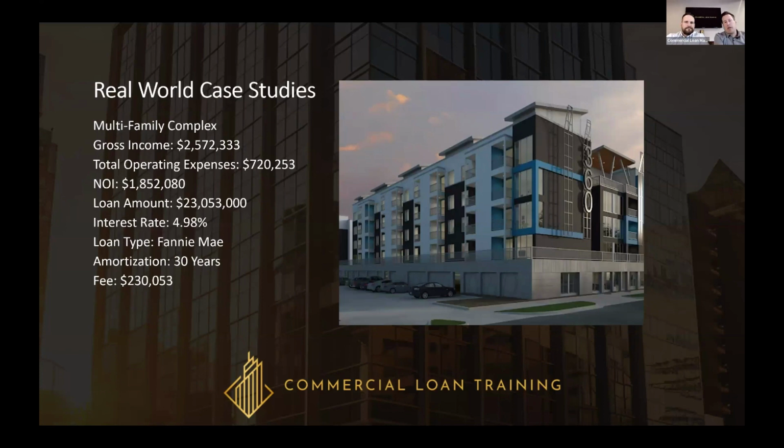Another apartment complex that I did in downtown Salt Lake City was another Fannie Mae loan. This was actually a good example of an interest rate of 4.98%. Like you are accustomed to in the residential world, we were able to buy down the interest rate. Someone just said, wow, under 5%. Yeah, we could still get rates under 5% by buying down the interest rate.